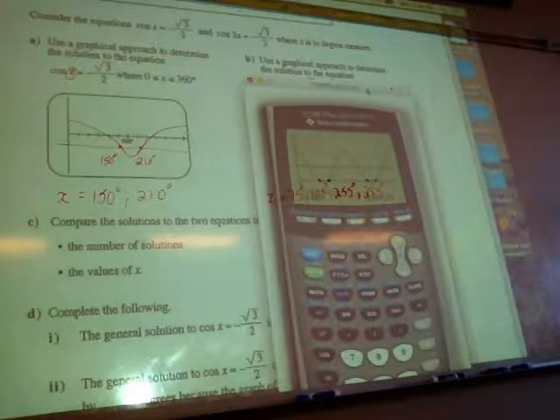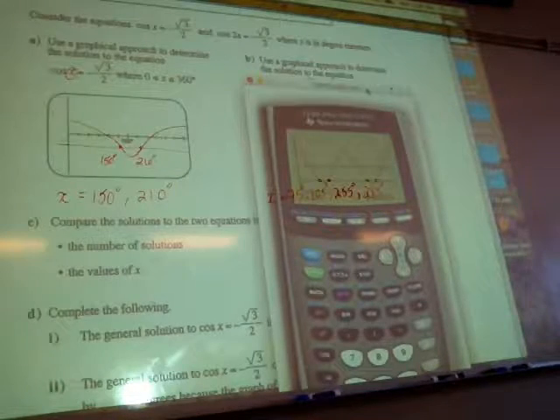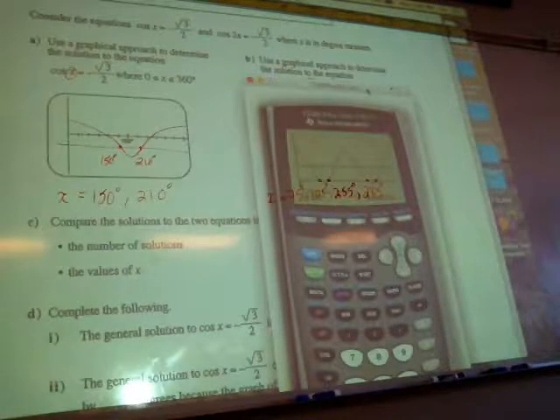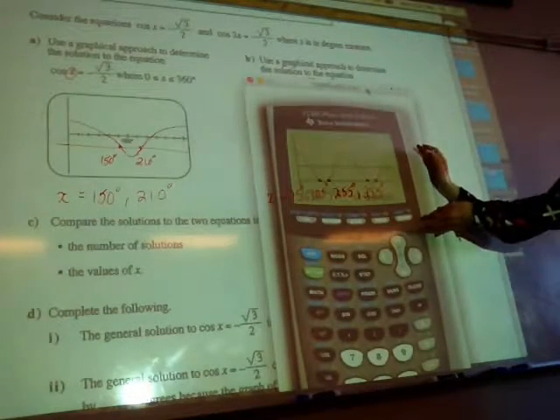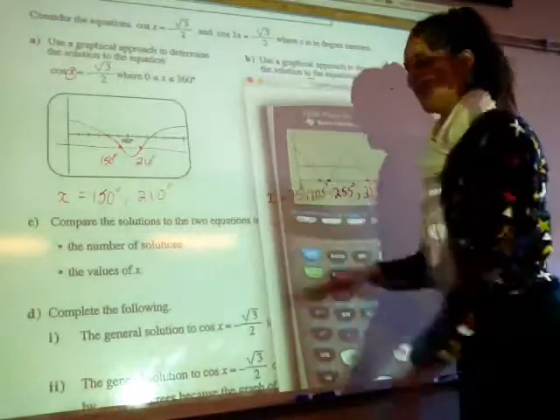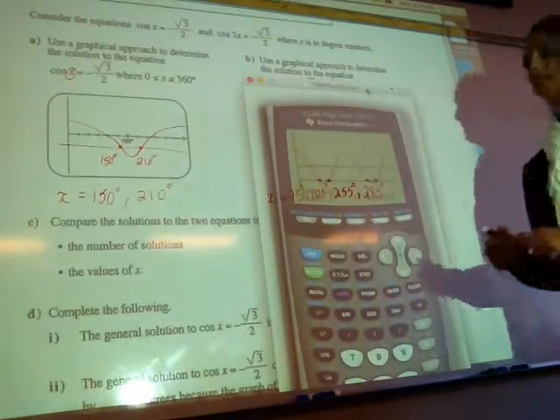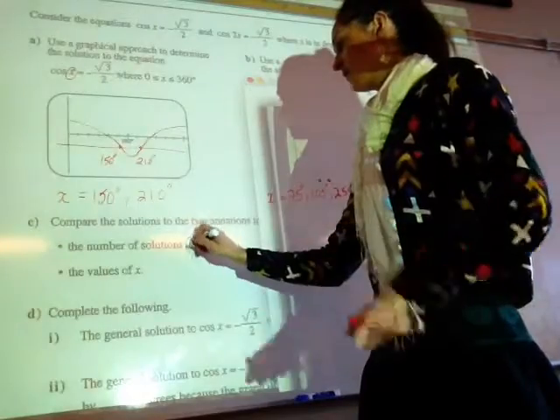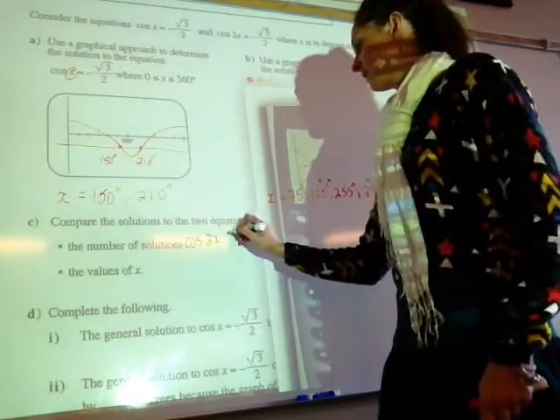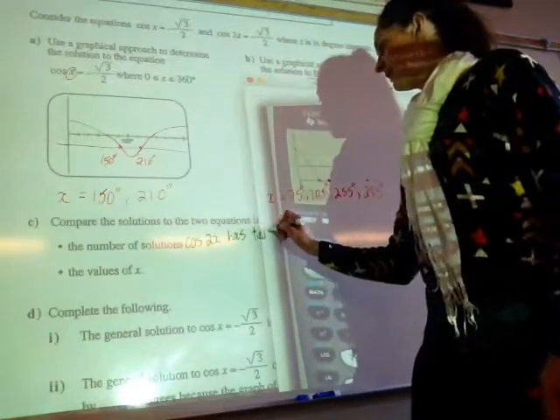Okay, so just make sure you draw that graph in there. Now if we had to compare the number of solutions from the graph where it's cosine 2x and the graph where it's cosine x, we could say that we have twice as many solutions. So cosine 2x has twice as many solutions.